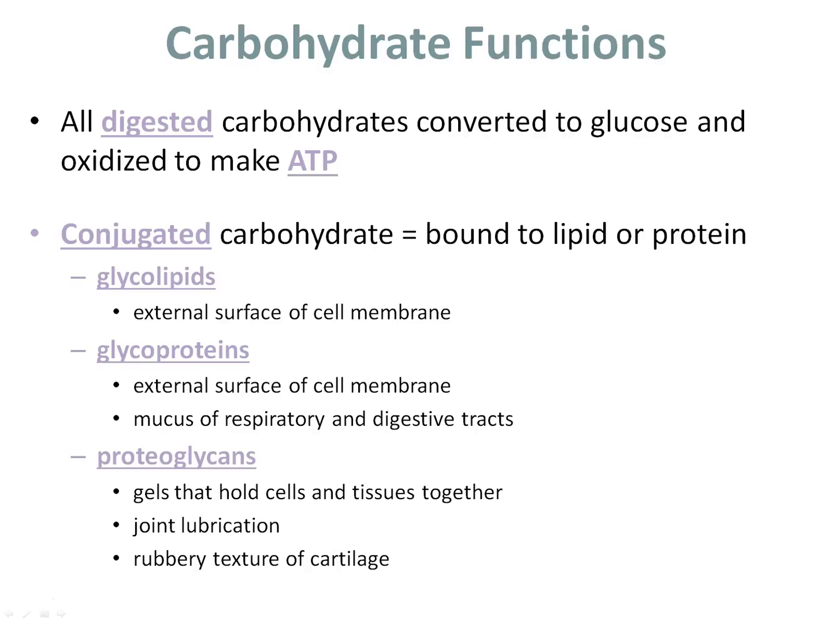Proteoglycans are another form of carbohydrate and protein, and they're just arranged a little bit differently. And these are gels that hold cells and tissues together. So proteoglycans are generally found not attached to the external surface of a cell, but actually as an extracellular product. These help with joint lubrication, and proteoglycans are what contribute to the rubbery texture of cartilage. Basically works as a shock absorber.